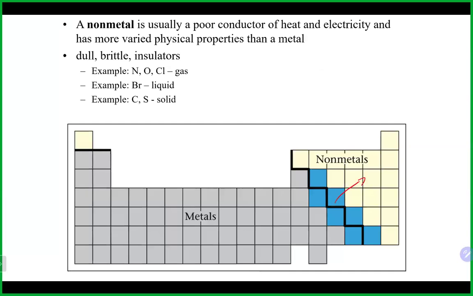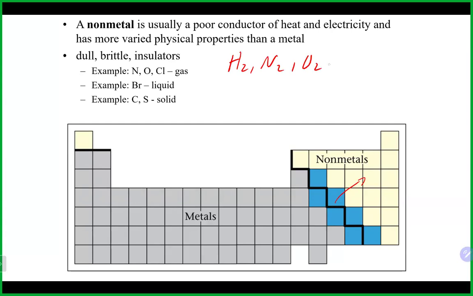Our nonmetals pretty much have the opposite characteristics of metals. They're usually bad conductors of heat and electricity. They also are usually dull and brittle. They will also have varied states, so some of them are gases, some of them are liquids, some of them are solids. A lot of our nonmetals are those diatomic molecules that we talked about that are elements. So things like hydrogen, right?